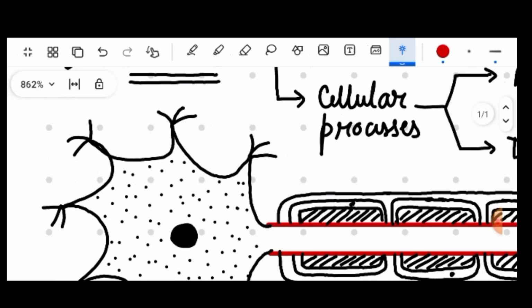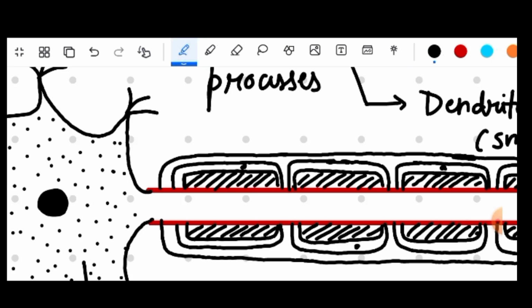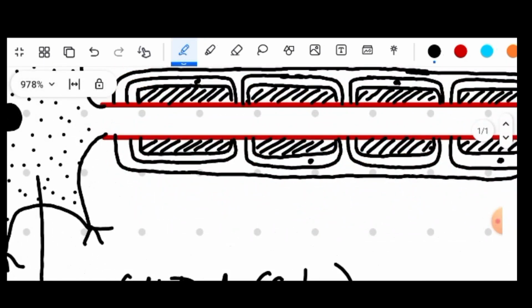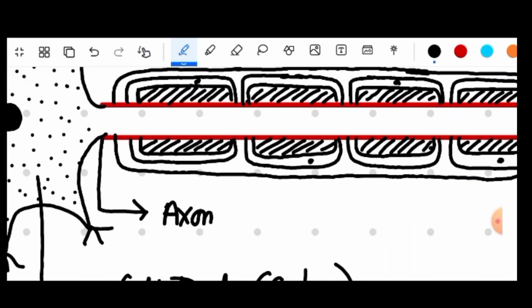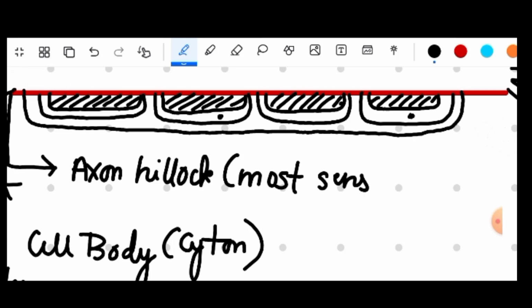Obviously I'm showing you, I'm not writing it, so as to ensure clarity. This is the nucleus obviously, and these are the nuclei of the Schwann cells. And this part is called the axon hillock. The axon hillock is the most sensitive part of the neuron.